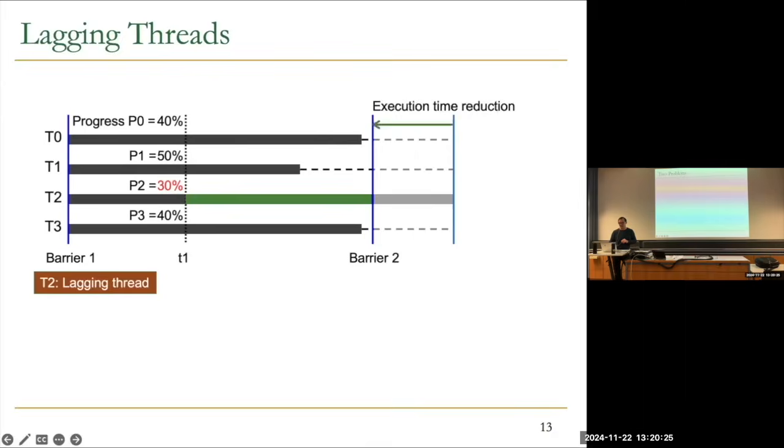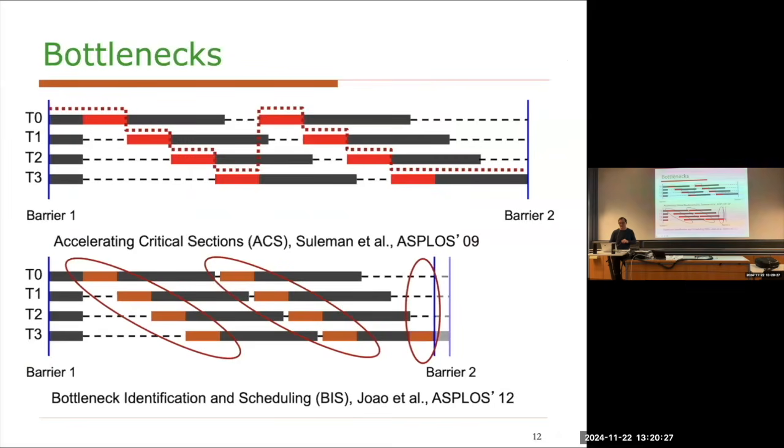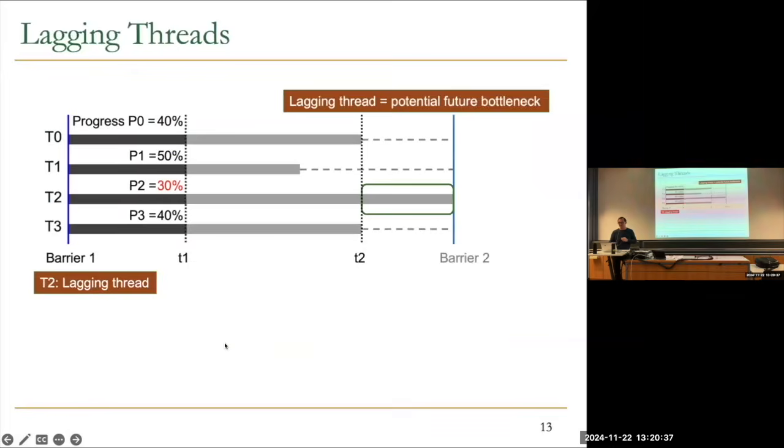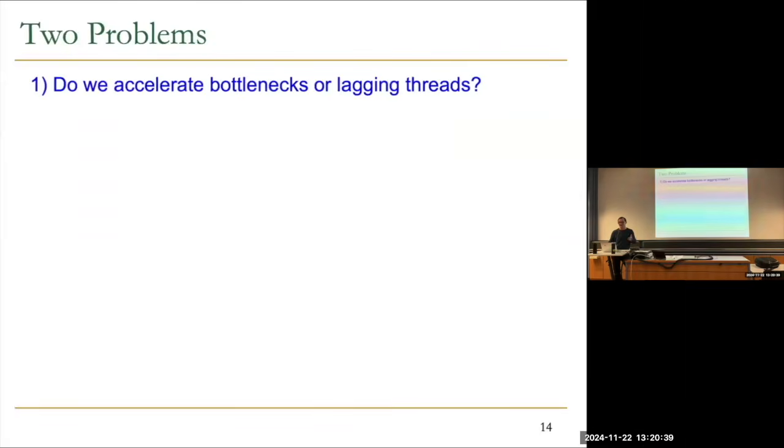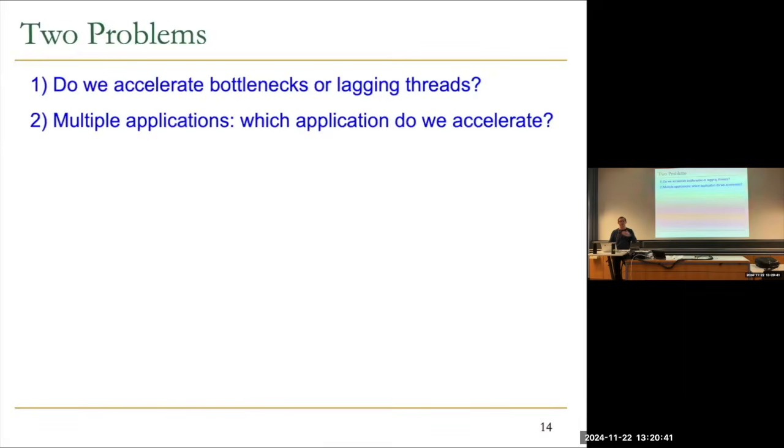In a program that looks like this, you can have both of them. You may have bottlenecks in critical sections, and you may also identify a lagging thread. In this case, they're probably the same, but in some other cases, they may not be exactly the same. So that's one question. Things become more complicated. And then things become even more complicated if you have multiple applications. Which application do you accelerate? So far, we have not talked about multiple applications in these bottleneck acceleration lectures, even though we talked about them earlier when we talked about resource sharing a lot.